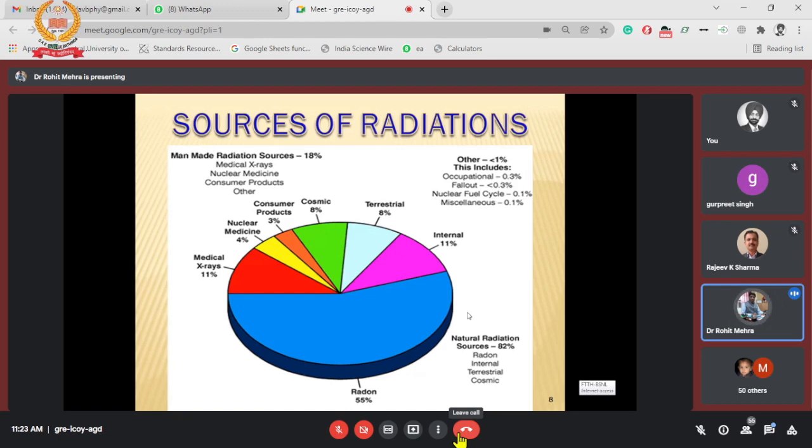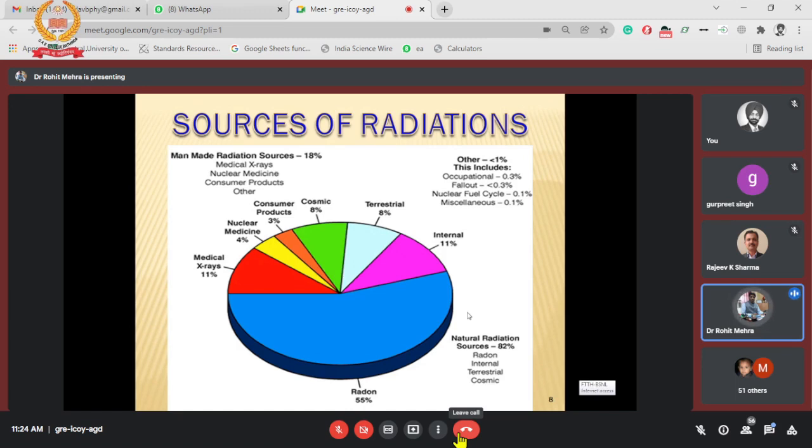So when radon goes inside, it has its own natural half-life of 3.7 days, and once it decays it forms polonium. It emits one alpha particle and decays to form polonium-218. Radon has an atomic weight of 222, and then it decays to form 218, that is polonium, which further decays to form polonium-214.